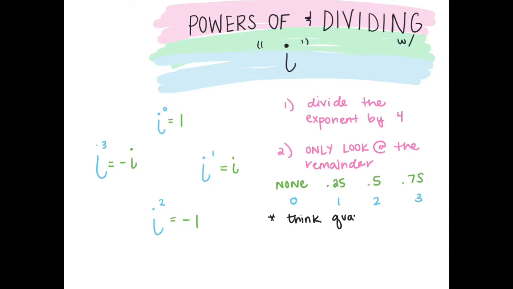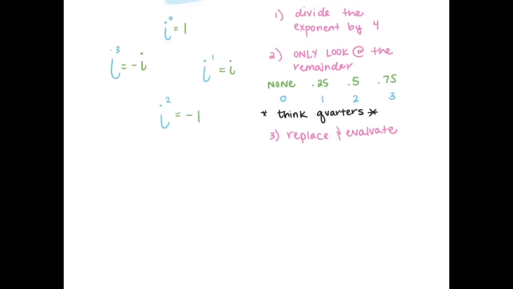The best way that I remember this is to think about quarters. 25 cents is 1 quarter, 50 cents is 2 quarters, 75 cents is 3 quarters. Once we have that, we're going to replace our i and then evaluate. So let's take a look at what I'm talking about.